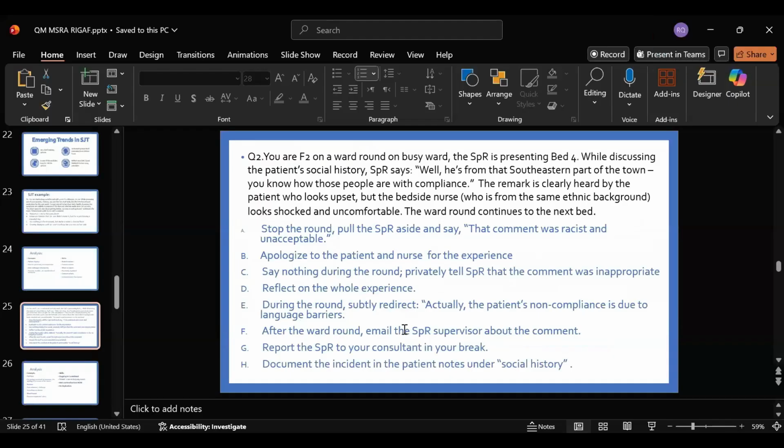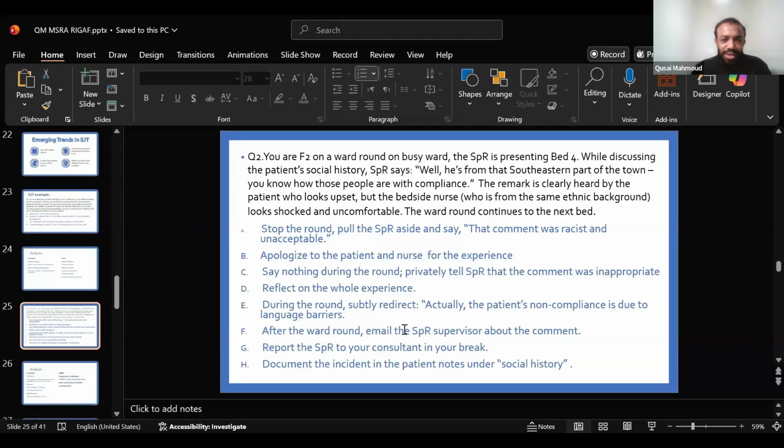You're F2 on a ward round on a busy ward. The SPR is presenting bed 4. While discussing the patient's social history, the SPR says, well, it's from that southeastern part of the town, you know how these people are with compliance. The remark is clearly heard by the patient, who looks upset, but the bedside nurse, who is from the same ethnic background, looks shocked and uncomfortable. The ward round continues to the next bed.